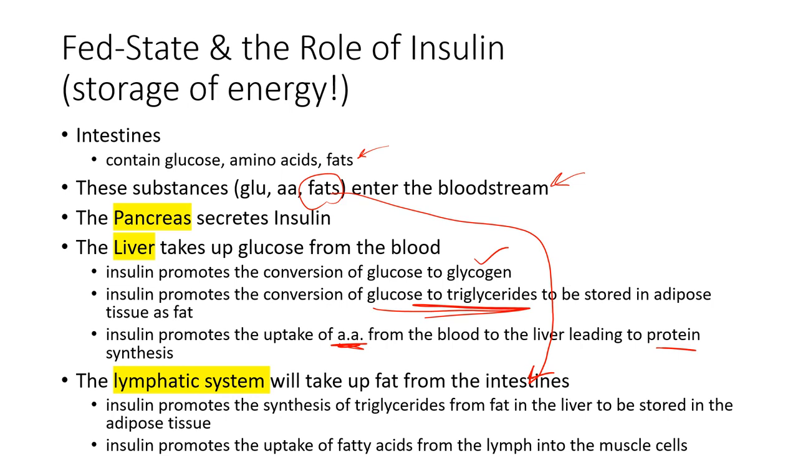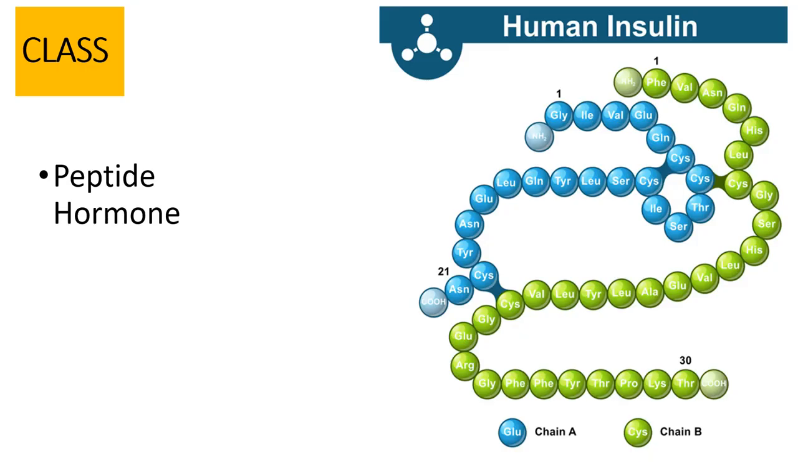Now, the lymphatic system, insulin is also going to cause the synthesis of triglycerides at the adipose tissue. The liver, yes, is going to do its own job of making triglycerides, but the adipose tissue will do it as well. Now, what kind of class is insulin? It's a peptide hormone. Now, keep in mind, peptide hormones are water soluble.